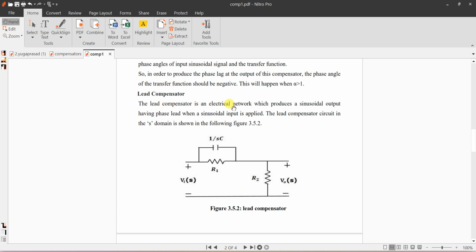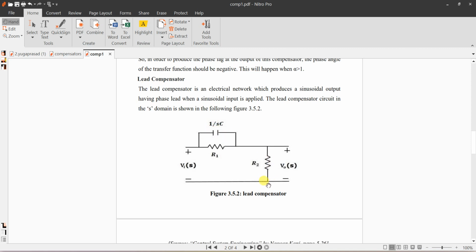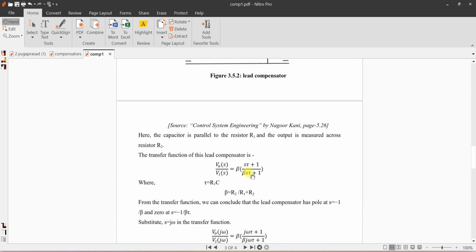A lead compensator is an electrical network which produces a sinusoidal output having phase lead when a sinusoidal input is applied. The lead compensator circuit in the S domain is shown in the figure. This is R1, and the capacitor is connected in parallel with R1. For this also you have to write the transfer function V naught of S by Vi of S, which is equal to the simplification.